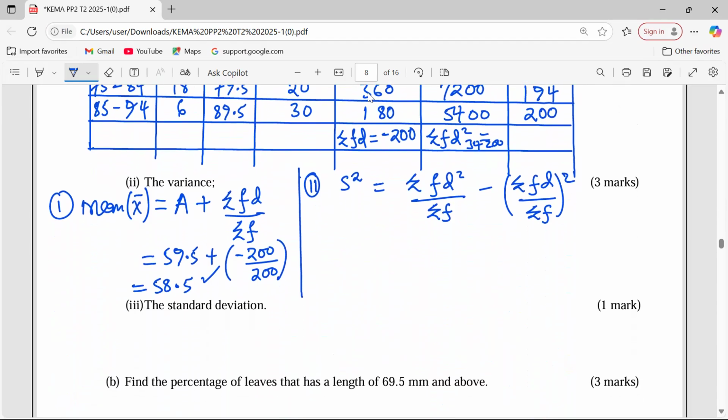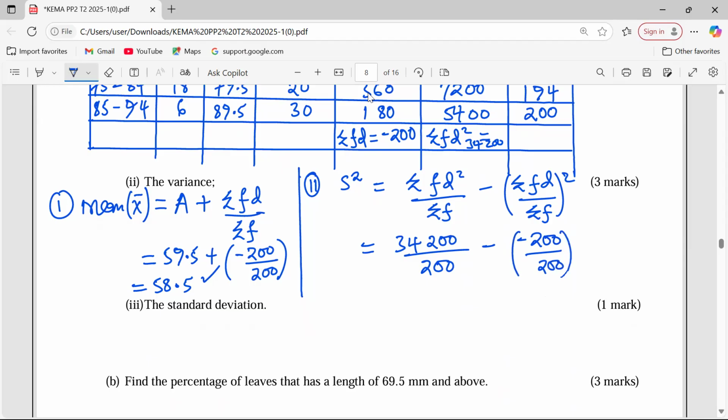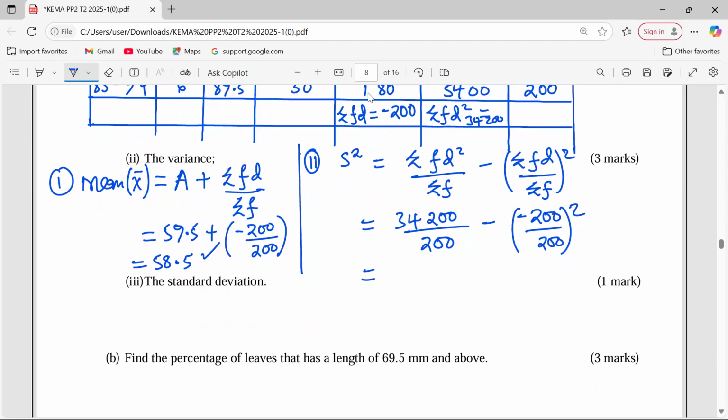34,200. So now getting back to the formula, I will substitute 34,200 out of 200. Then I subtract -200 out of 200 squared. So I'll be having 171 minus 1, because -200 over 200 will become -1. But after squaring now, the negative cancels. So we'll get 1. So this one is giving us 170 that way.